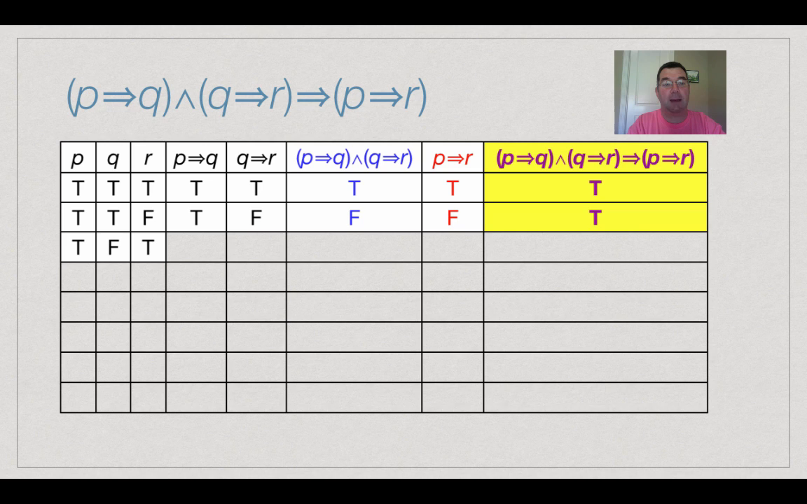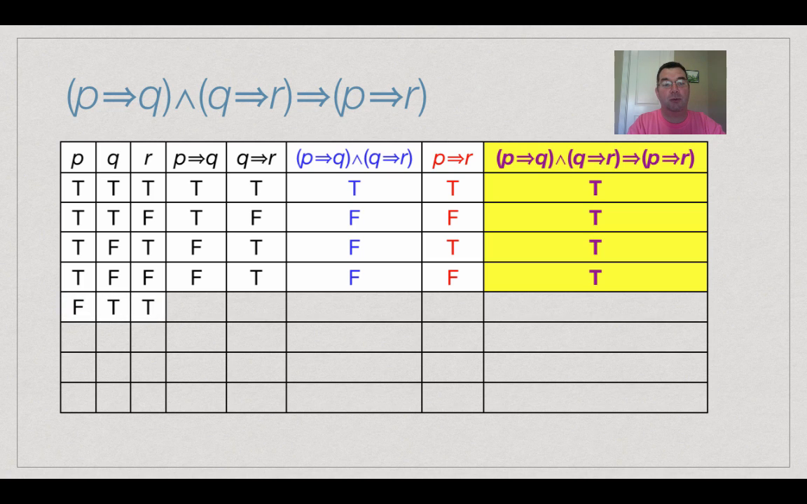Okay, now let's see what happens if only Q is false. That means that P implies Q is false, Q implies R is true. The AND operator on that false and that true gives me false. P implies R is true. False implying true is true. And if both Q and R are false, then P implies Q is false, Q implies R is true, P implies Q and Q implies R is false because I've got a false and a true. P implies R is false, and false implying false is true.